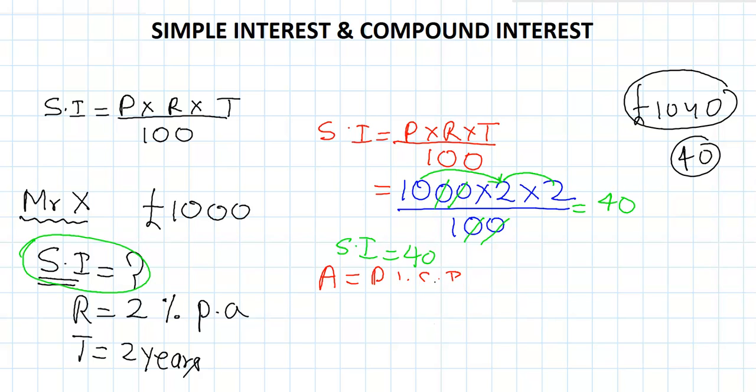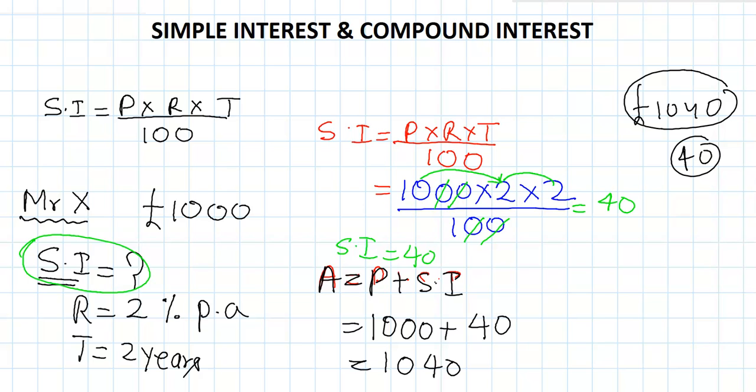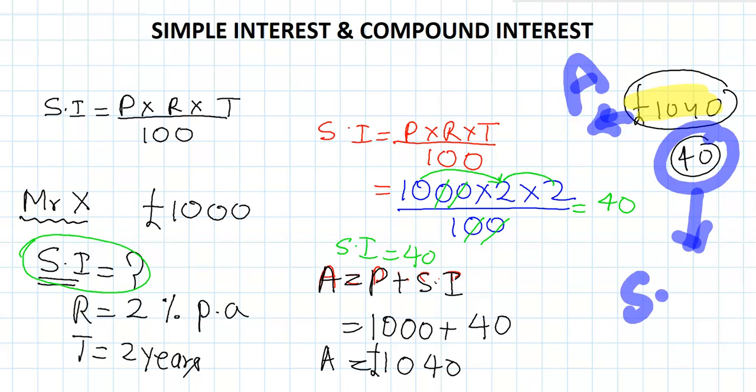Okay, so let's write down here. A equal to P plus SI. The amount you have deposited is 1000 pound, and simple interest is 40, so this should be 1040 pound. We can put the pound sign here. This is your amount, A, and this is your simple interest. Is that fine? Is that okay, guys?